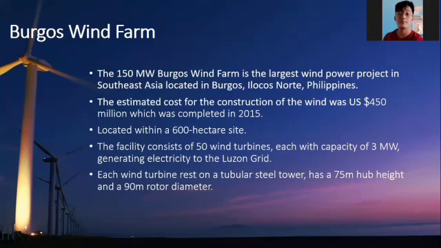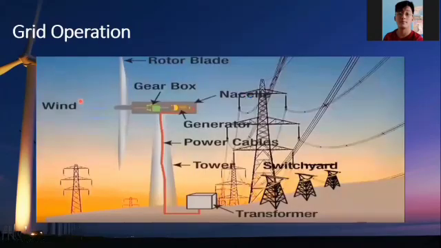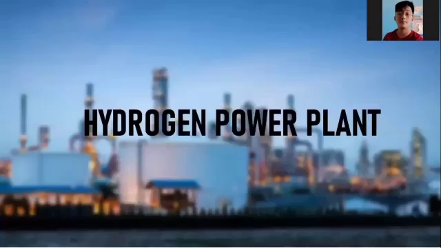Each wind turbine rests on a tubular steel tower with a 75-meter hub height and a 90-meter rotor diameter. Next. Ito yung example ng grid operation. Yung power cable na nanggagaling sa transformer pupunta sa nacelle, and yung nacelle ipupunta niya sa gearbox.